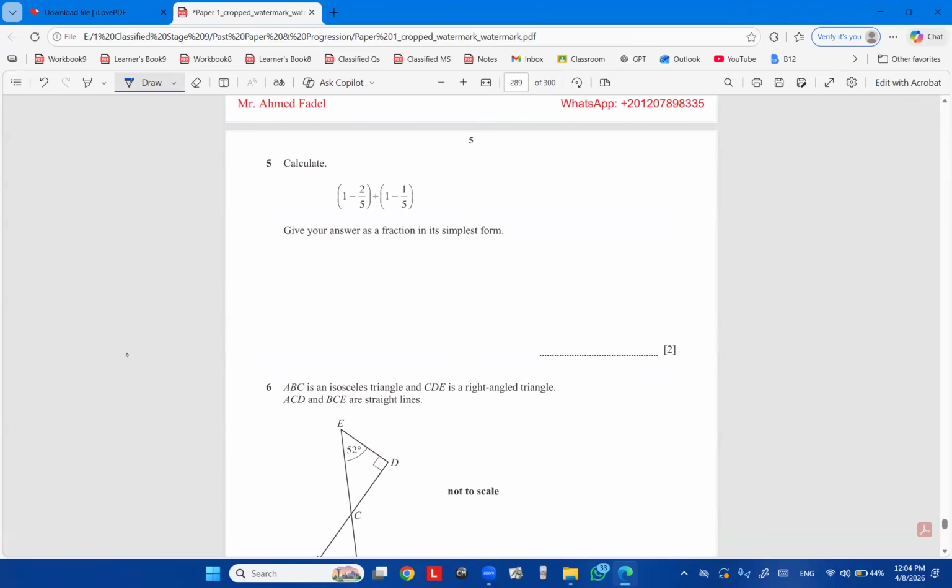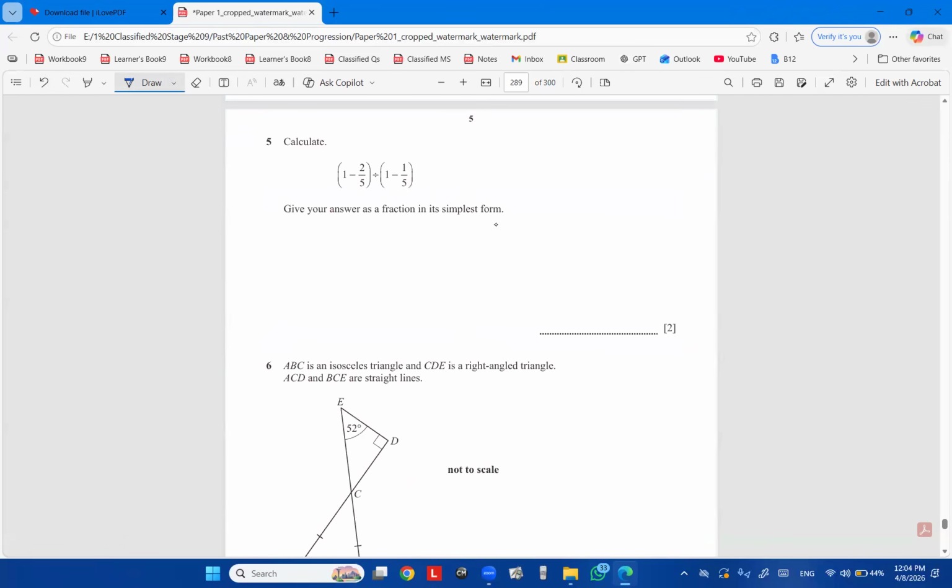Next, give your answer as a fraction in its simplest form. 1 is 5 over 5. So 5 over 5 minus 2 over 5 is 3 over 5, divided by 5 over 5 minus 1 over 5, which is 4 over 5. So 3 over 5 multiplied by 5 over 4. You can simplify any numerator with any denominator before multiplication. So 5 divided by 5 is 1, and 5 divided by 5 is 1. So you get 3 over 4.